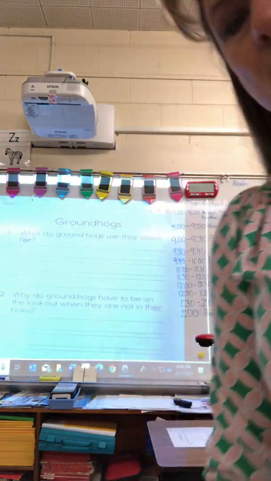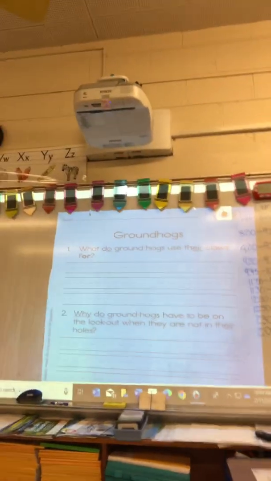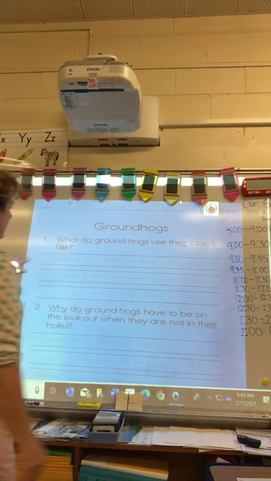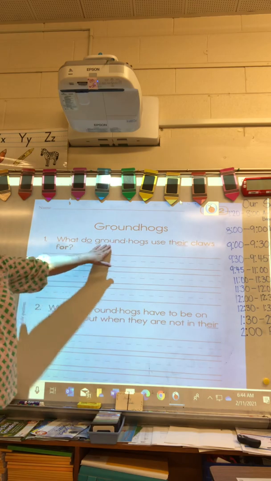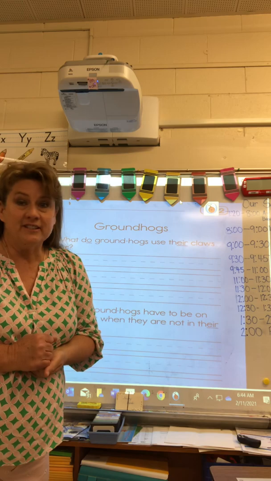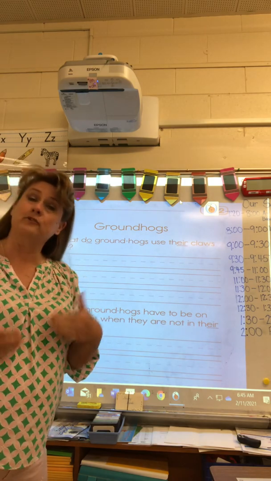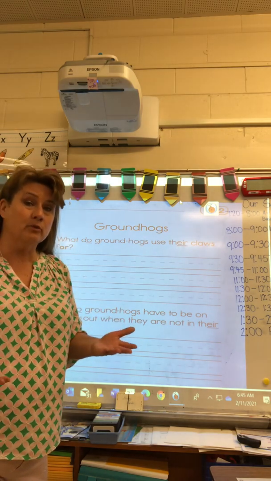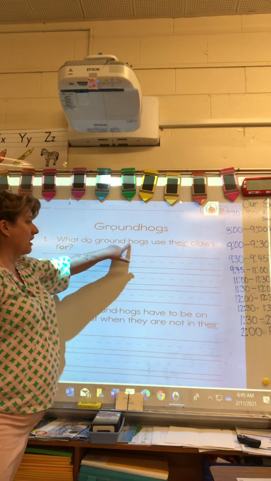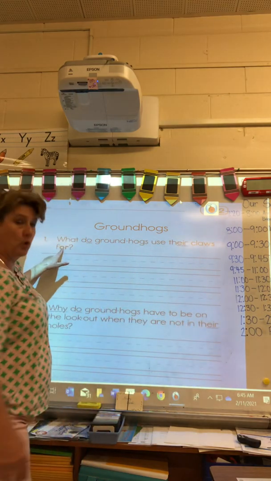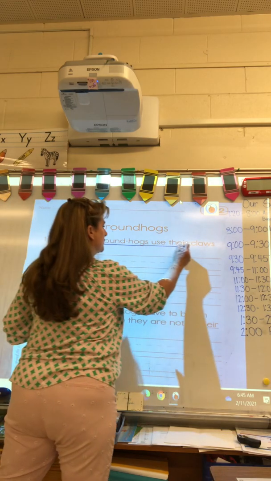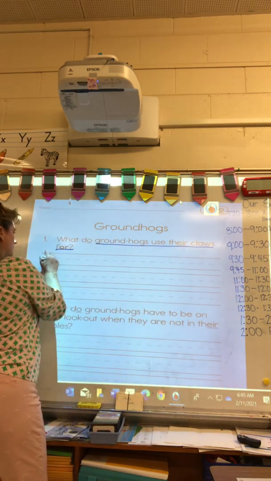I'm going to move you in a little closer so you can see the questions on the board, and you have these in your workbook. The first question says, what do groundhogs use their claws for? So when I answer this, I just can't say digging deep holes. I have to restate my question. The correct way to restate the question would be, groundhogs use their claws for. You would use that part of the sentence. And you would start it here.